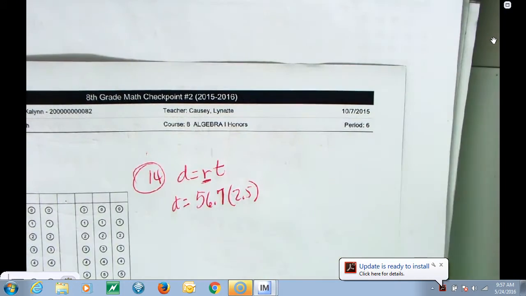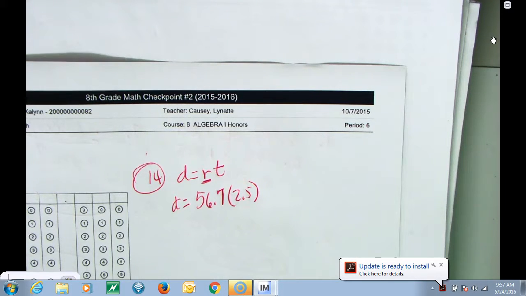Look, a lot of you got 22 miles. Think about this a minute. What does 56 miles per hour mean? That's your constant rate of speed. I know, but what does that mean? In an hour, you're going to go 56 miles. So in 2.5 hours, you're only going to go 22 miles? Nope. That doesn't make sense, does it?